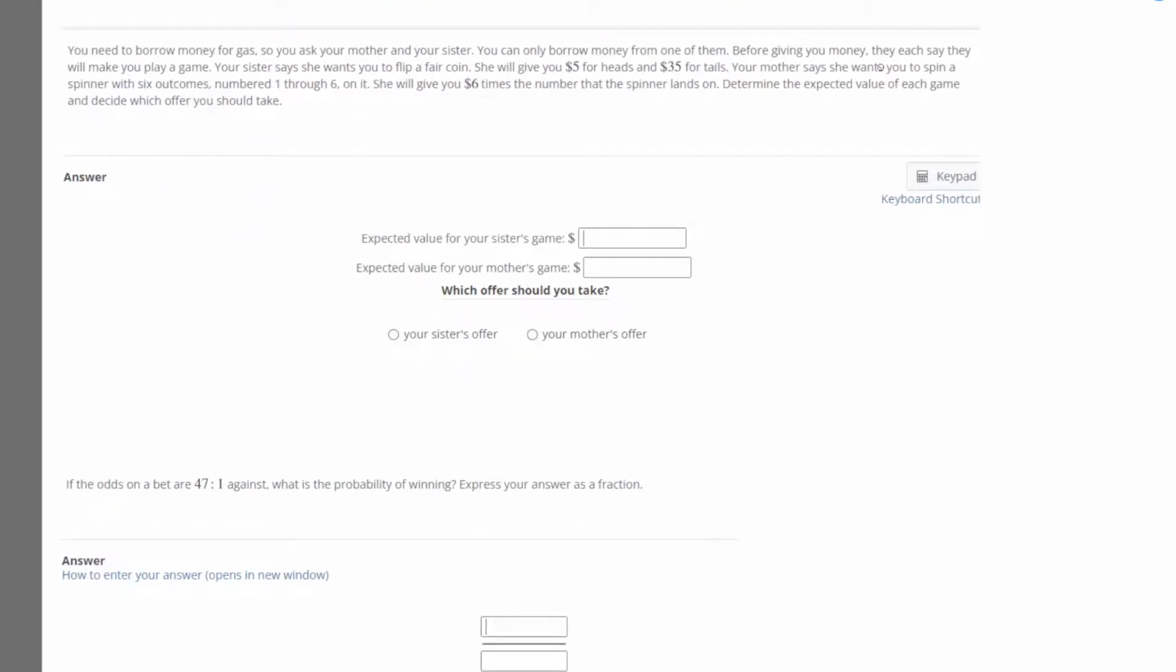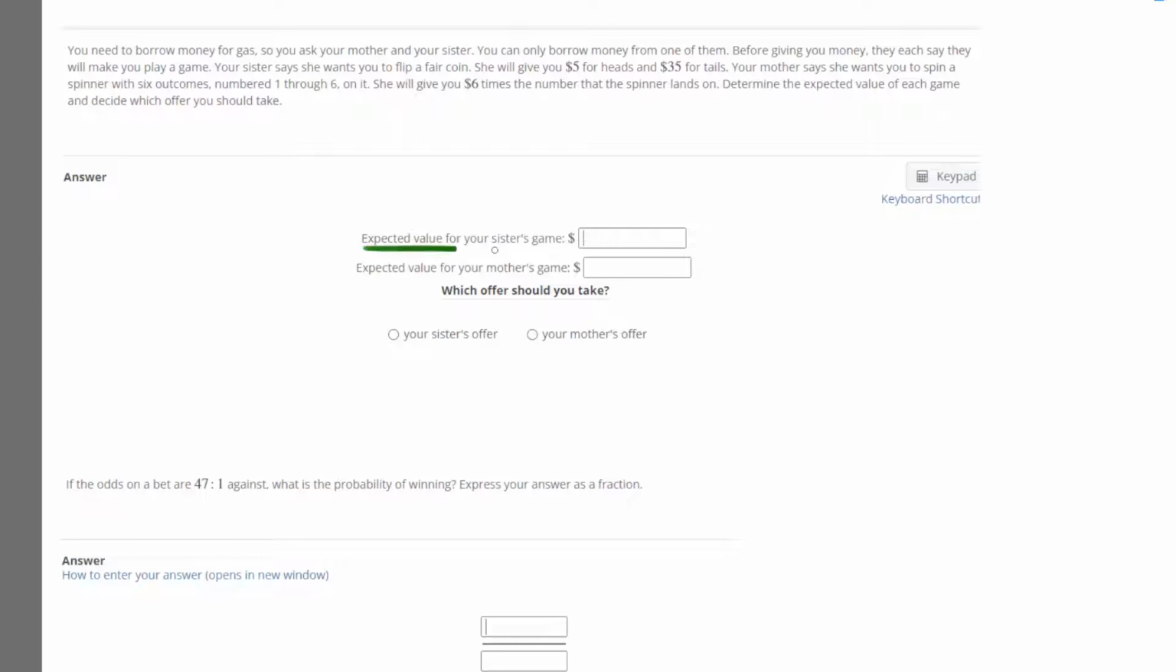So this one is saying that we need to borrow money for gas. So we ask our mom and our sister, and we can only borrow money from one of them. Before giving you the money, they each say that we need to play a game. Your sister says that she wants you to flip a fair coin, and she will give you $5 for heads and $35 for tails. Your mother says she wants you to spin a spinner with 6 outcomes, numbered 1 through 6 on it. She will give you 6 times the number that the spinner lands on. And we want to determine the expected value of each game and decide which offer we should take.